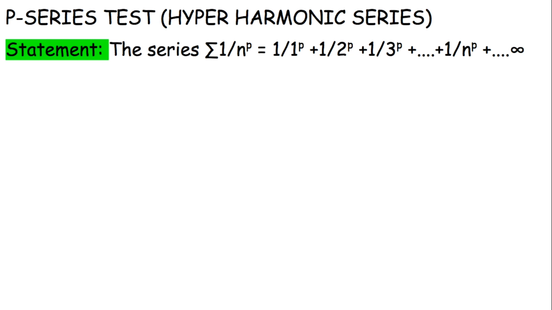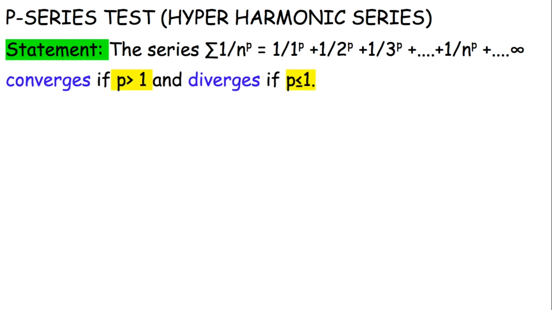There are some methods for doing this, and we will also derive these. So here are the values of p for which it converges and diverges. If p is greater than 1, it converges, and if p is less than or equals to 1, the series diverges.